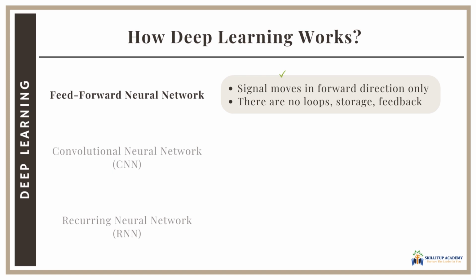First one, feed forward network. This is the simplest and passes on signal only in the forward direction. It does not have a memory to store previous data, and it does not loop back or provide feedback.